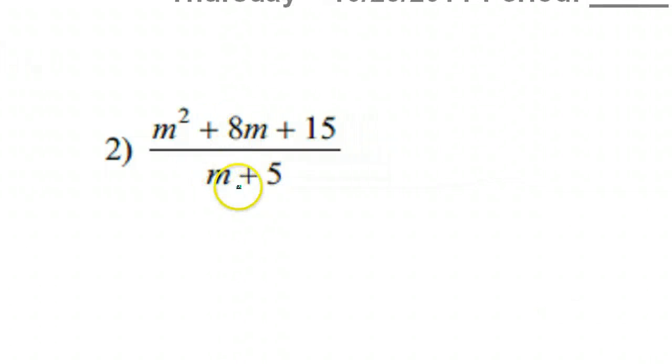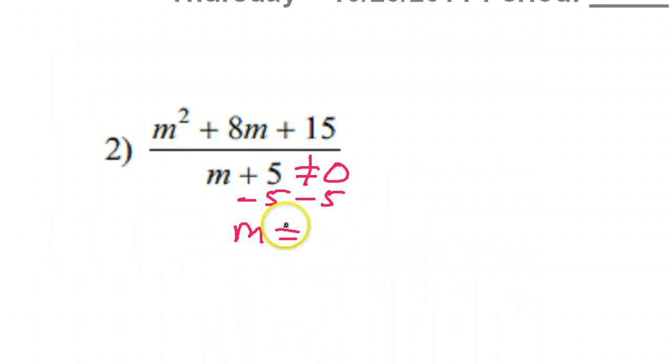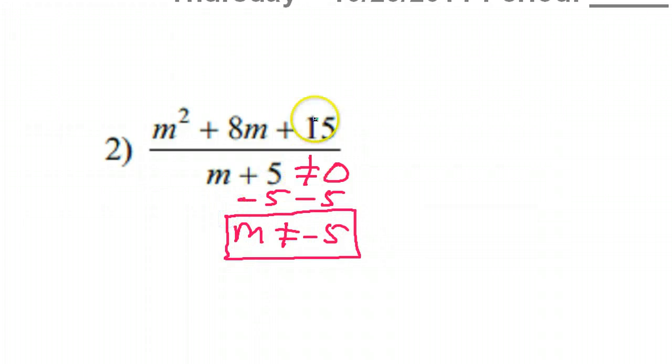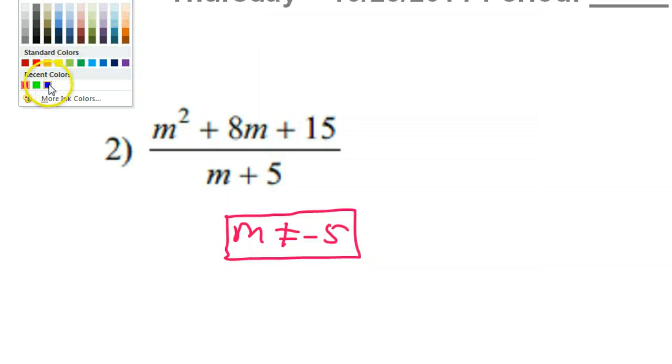Again, I can get the excluded values by noticing that the denominator cannot equal 0. Subtracting 5 from both sides means that m cannot be negative 5. So that is my excluded value right there. Now let me see if I can factor the numerator or not.